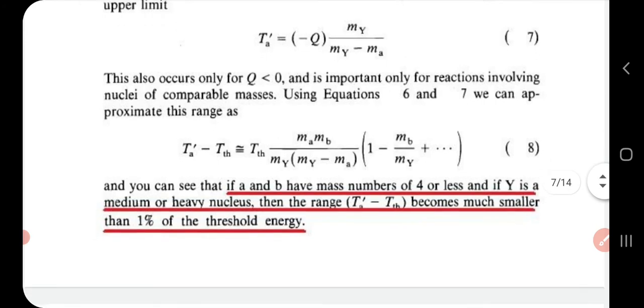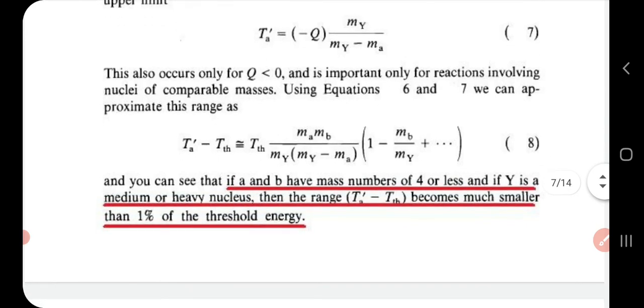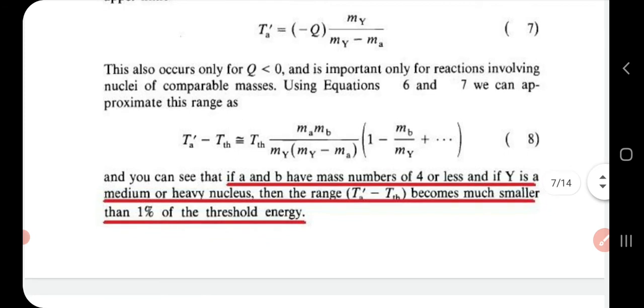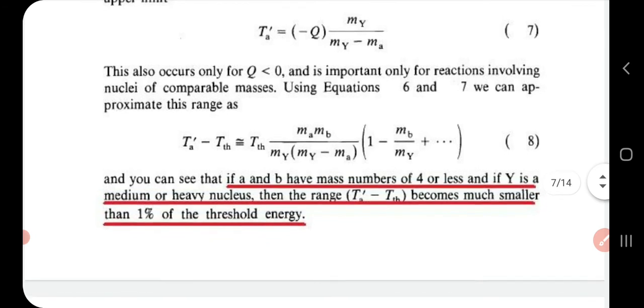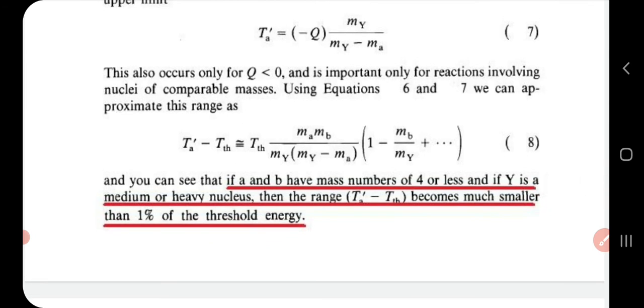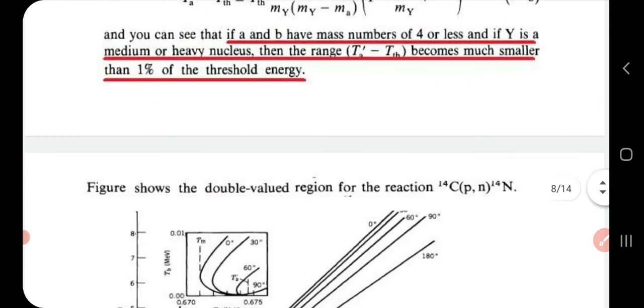Now in such cases, if A and B have mass numbers of 4 or less, and if Y is a medium or heavy nucleus, then this particular range, that is Ta dash minus Th, will become much smaller than 1% of the threshold energy.